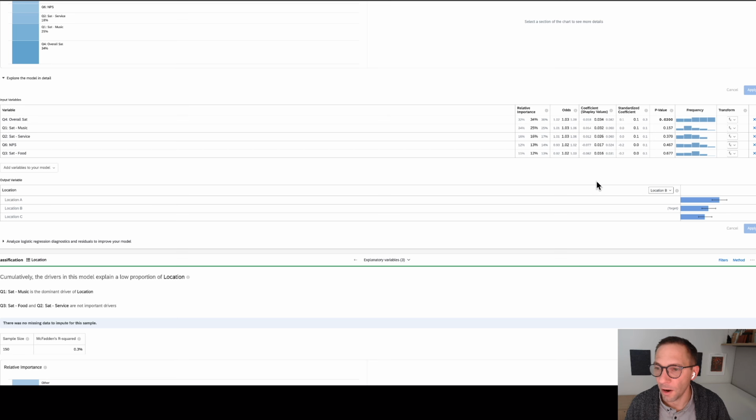No, these are all positive. So for all of these, I mean, only one is significant, right? But for all of these betas, since they're positive, as they go up, the likelihood that they were at location B goes up. Let me try A.